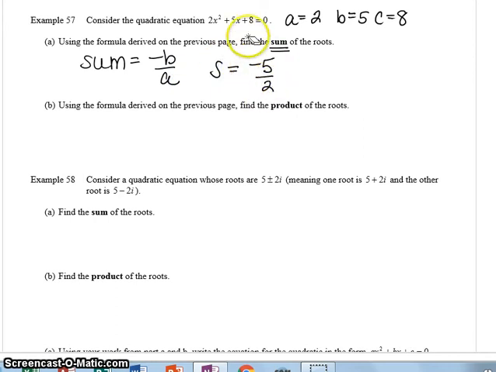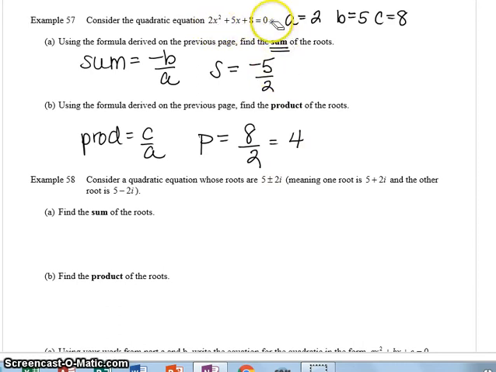What does that mean? If I were to use the quadratic formula and find the roots of this, and I added those roots together, the sum would be negative 5 over 2. Okay? Your product is equal to c over a. So my product is 8 divided by 2, and I simplify that to 4. So again, if I used the quadratic formula and found the roots of this quadratic, then if I multiplied them together, it would result in a 4.